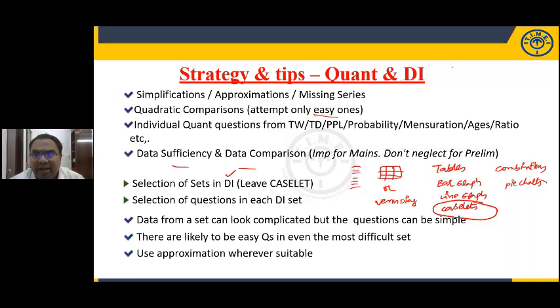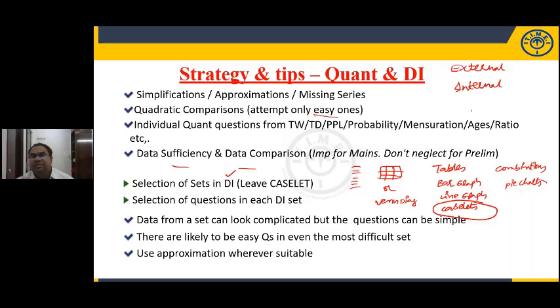Also, when you're solving data interpretation, there are 2 types of selections: external selection and internal selection. What is the external selection? External selection is like selection of sets. That is very, very important. Let us say you're good at pie chart, you're good at bar graph, you're good at line graph. Select that. You're good at bar graph, start with bar graph. Good at line graph, start with line graph. Good at table, start with table.